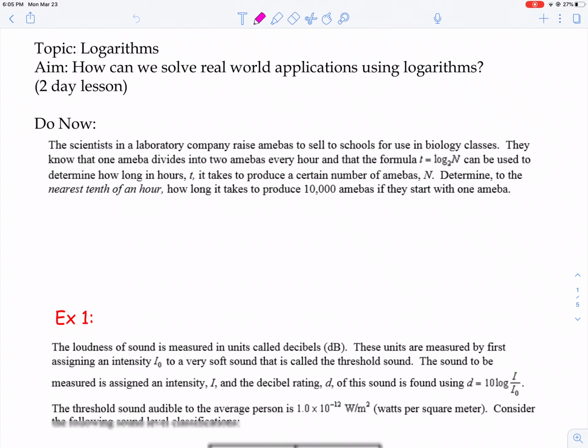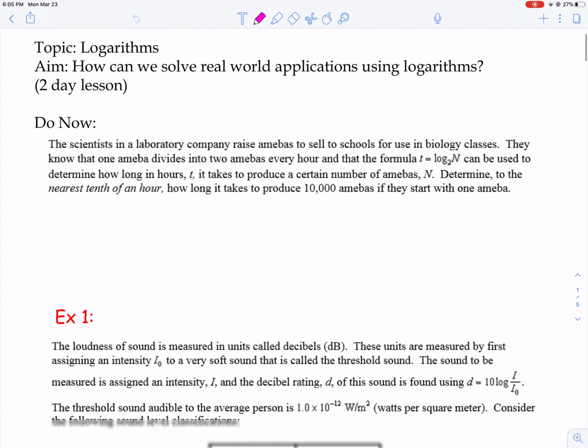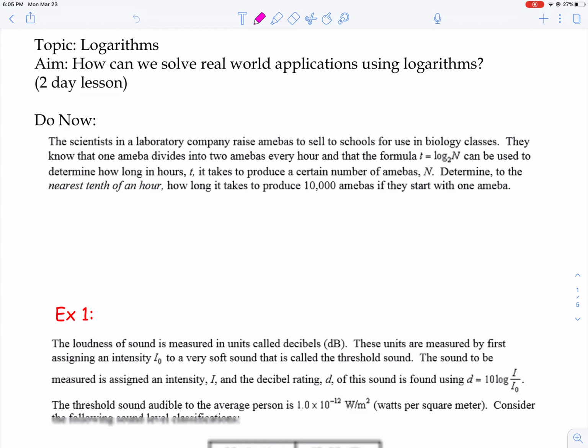Hi, everybody. We're going to start today with solving real-world applications with logs. If you look at the do now, they're talking about a scientist in a lab who is raising amoebas to sell for schools in bio classes. They tell you that one amoeba divides into two amoebas every hour, and this is your formula.